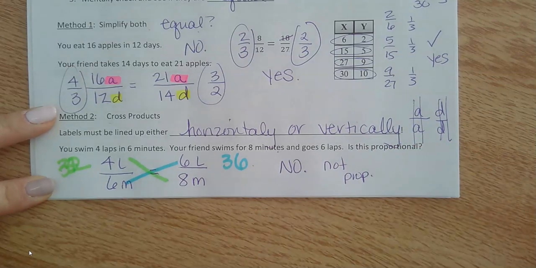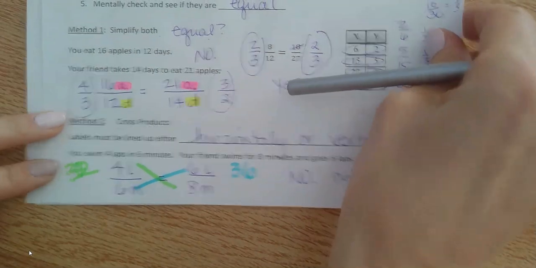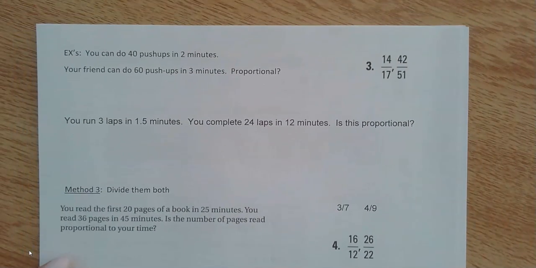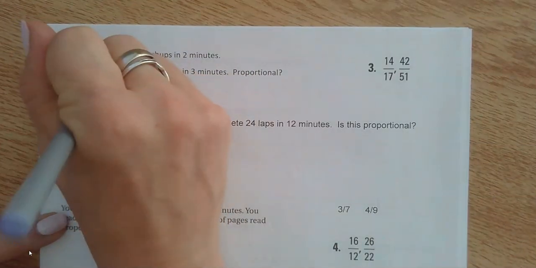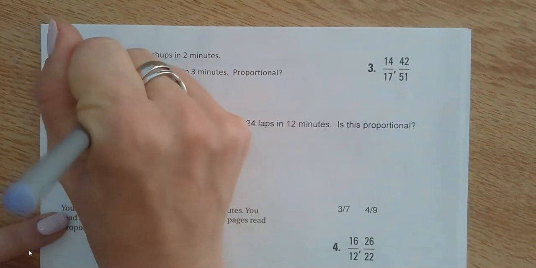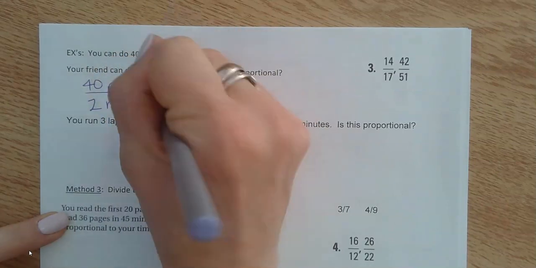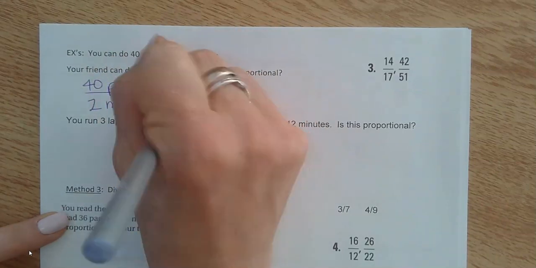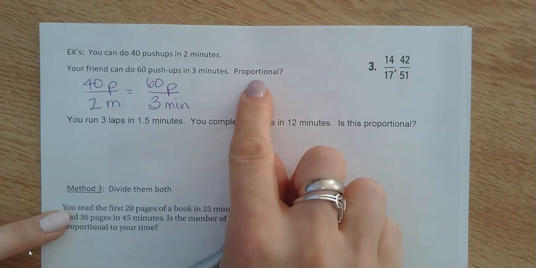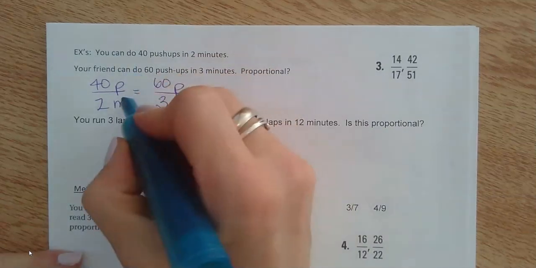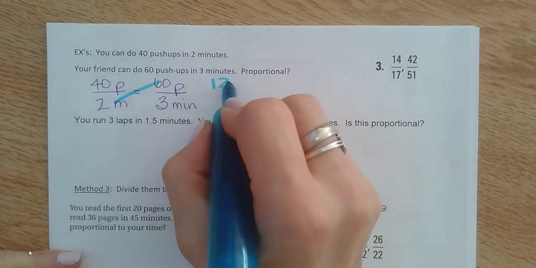Okay? Let's try another one. So on to the next page. You can do 40 push-ups in 2 minutes. 40 push-ups in 2 minutes. Your friend can do 60 push-ups in 3 minutes. Are these proportional? It's a yes or no. So let's do our cross products. 2 times 60 is 120.